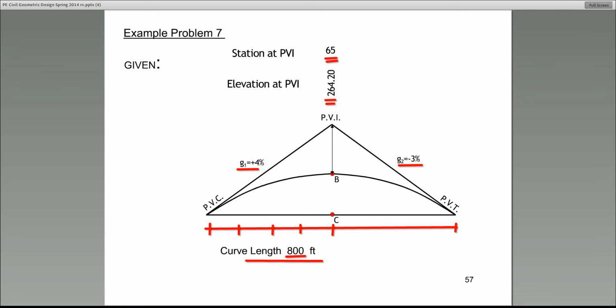Now, what is the station at PVT? The station at PVT should be 69 plus 00. 69, guys. Arash, everything is symmetrical. Don't worry about the gradient. Everything is symmetrical.